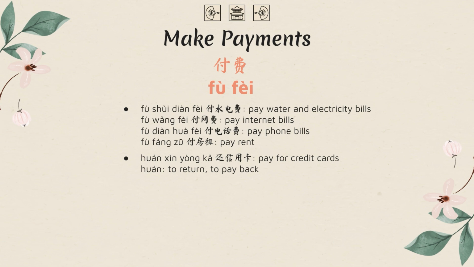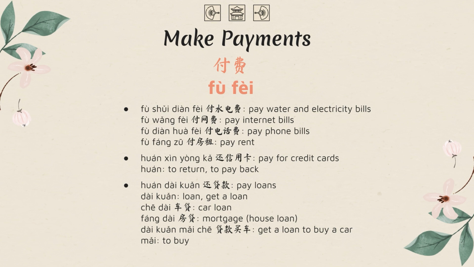You can also pay off your credit card debts with your bank. 还信用卡. 还 by itself means to return. For example, if you borrowed something from other people, you need to return it. And that's this word, 还. And you can also use it to mean to pay back. So 还信用卡 means to pay back your credit card debt. 还贷款 means to pay your loans. 贷款 means loan or to get a loan.